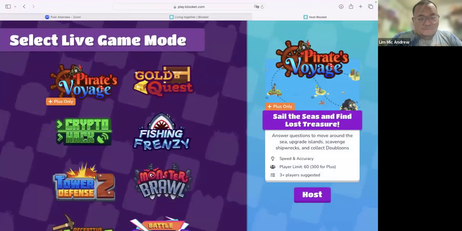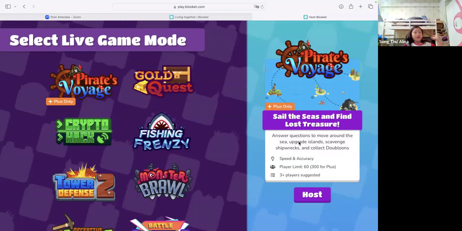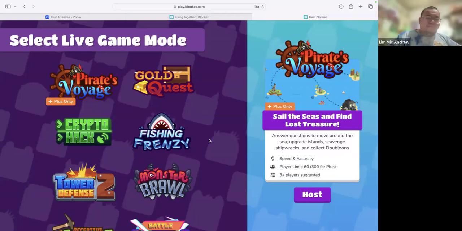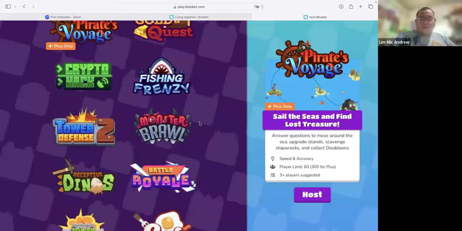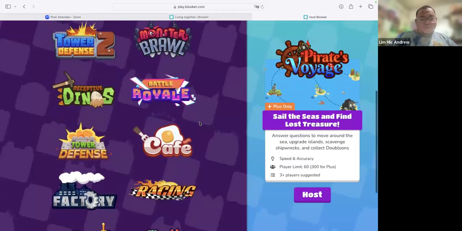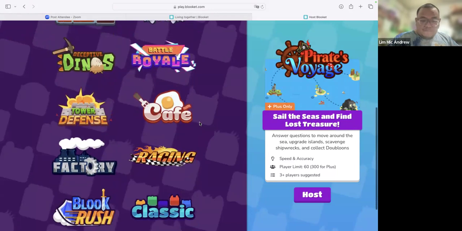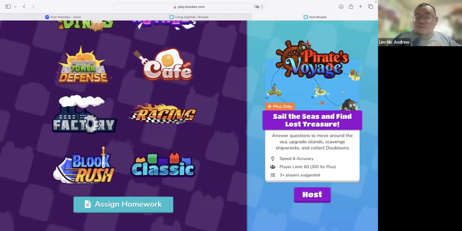So, anyone want to play what game? You can type in the chat. Pirates. Maybe you could pick something different. Okay, we have been playing Pirates, Crypto Hacks, Tower Defense. We've been playing quite a number of games here, but we have not played this one called Book Rush.